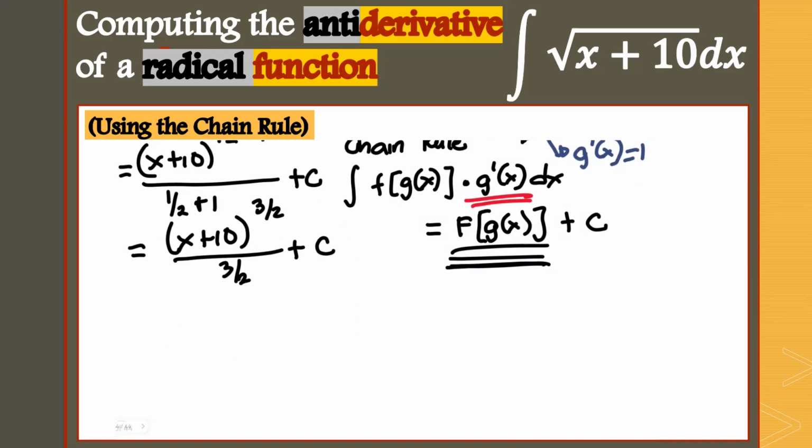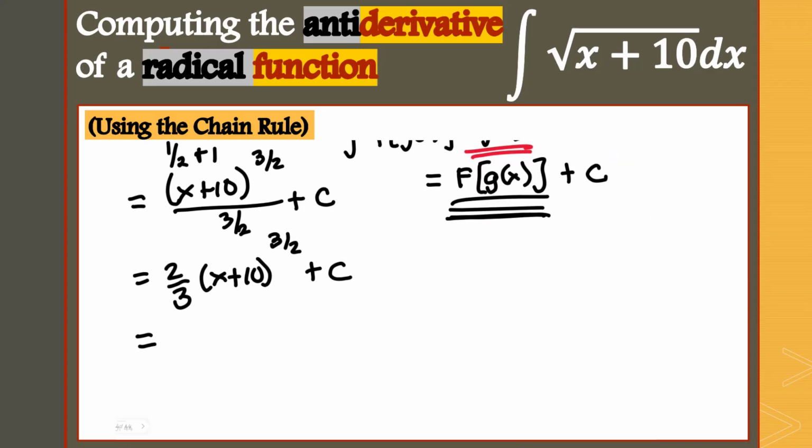Just to finalize this, when we have here a nested rational expression, we're going to reciprocate that, so it becomes 2/3 times x plus 10 to the power of 3/2 plus c, which would then be equivalent to another form when we return that fractional exponent into a radical expression, this being the index. So you will have here 2/3 the square root of x plus 10 cubed plus c.